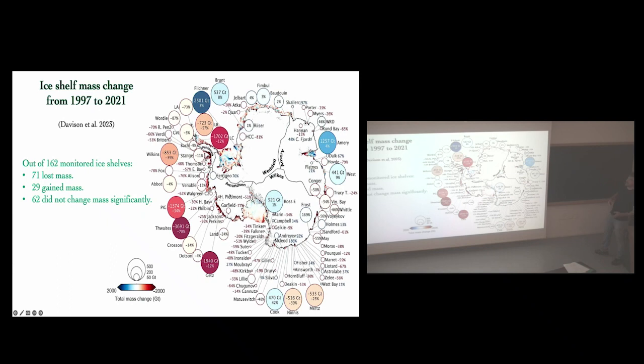That's a map of Antarctica from Davison last year. The size of the circles shows the mass that was lost by the ice shelves, and the color is red when there is a mass loss, and blue when there is a mass gain. If you look at all the ice shelves, you can see that out of 162 monitored ice shelves, 71 have lost mass, 29 have gained mass, and for 62 of them, it's within the uncertainty, so we were not able to tell. So it seems that a majority of the ice shelves currently in Antarctica are thinning and retreating.